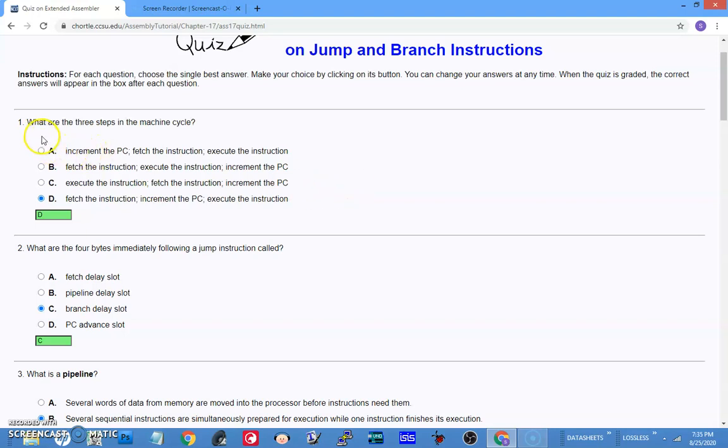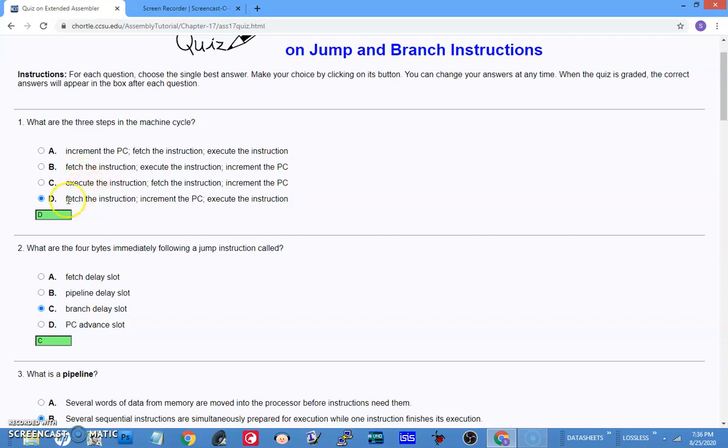So the first question, the 3 steps in machine cycle. A machine cycle is a duration in which we execute an instruction. To execute an instruction, first we have to fetch it from the instruction memory. After fetching, we have to get ready for the next instruction. That's why we are updating the PC immediately after fetching the instruction, and then decode and execute.